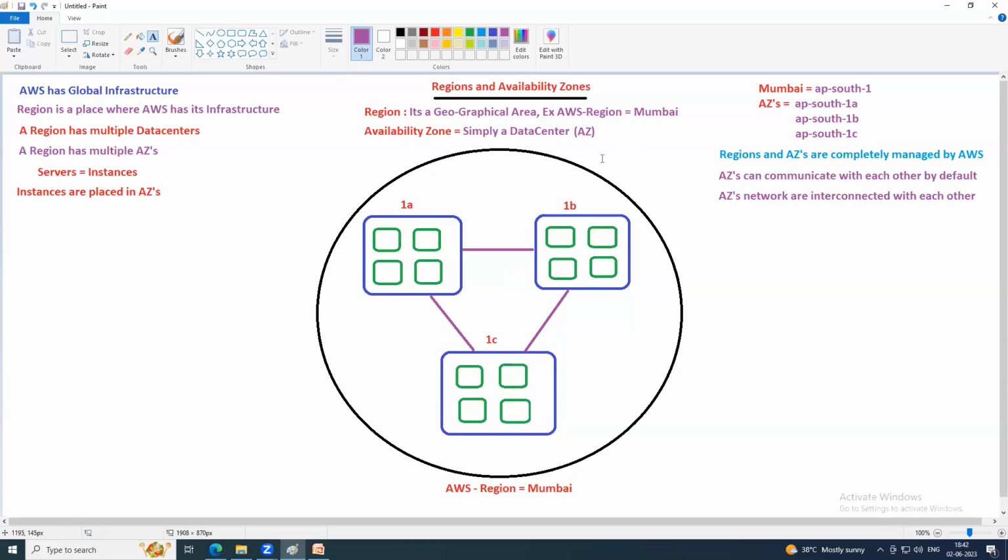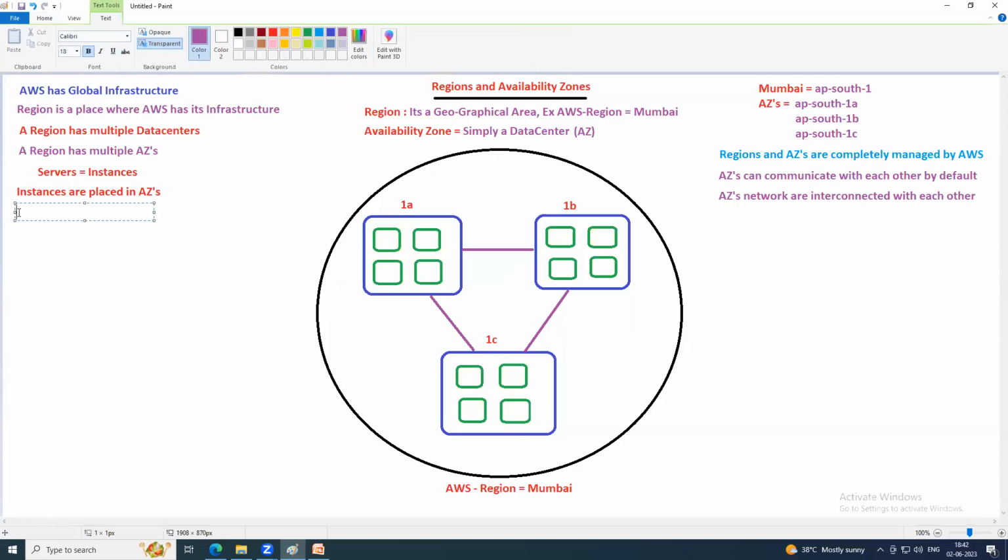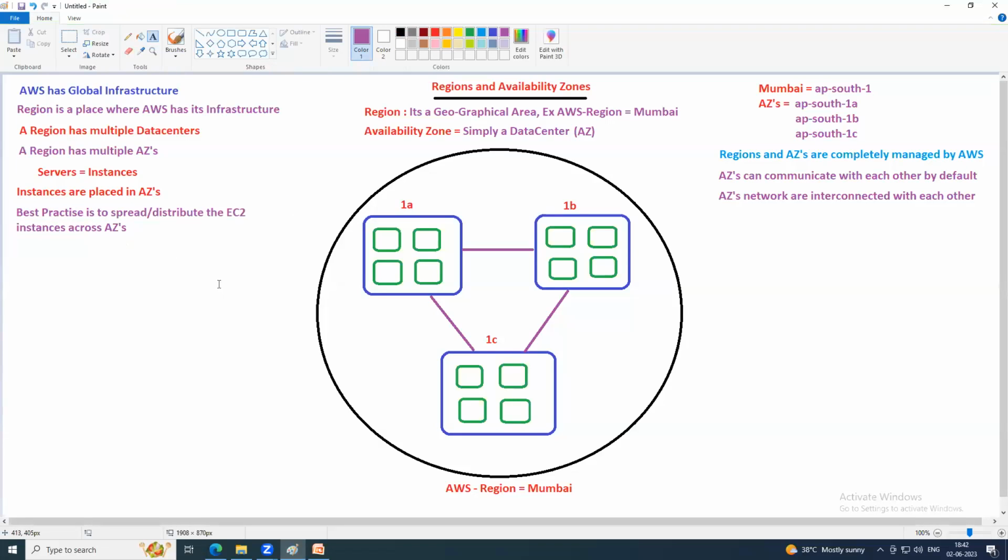So I'll write it here. Best practice is to spread or distribute the EC2 instances across availability zones. Someone is asking, what is EC2? What is EC2? Elastic Compute Cloud. And can we say that these are all virtual machines only? Yes, Suresh, that is virtual machines.